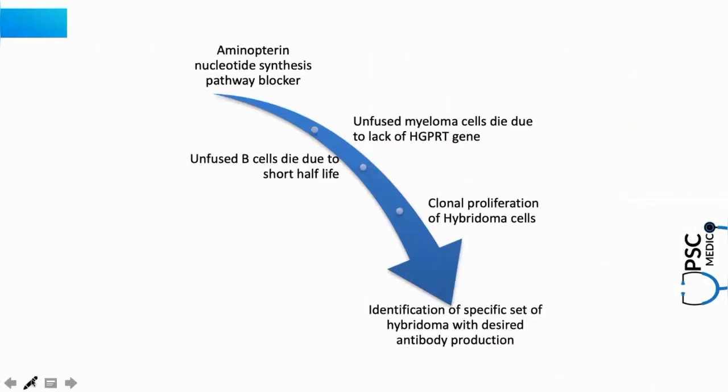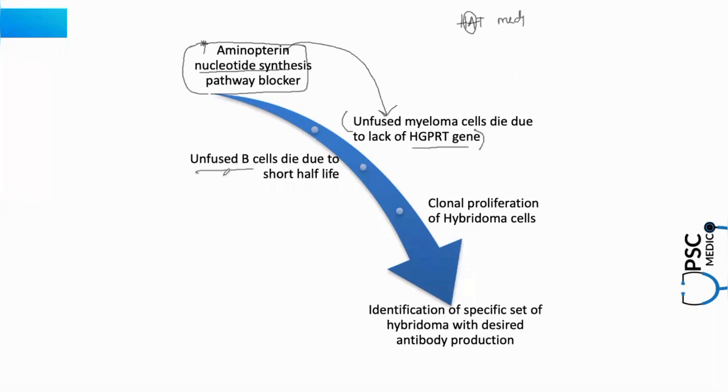See, this HAT medium has aminopterin in it. HAT means hypoxanthine aminopterin thymidine medium. What is this aminopterin? It is a nucleotide synthesis pathway blocker. So it won't allow nucleoside synthesis to occur inside the medium. When you have unfused myeloma cells, they die here. Why do they die here? Because they don't have HGPRT, and in turn, you're putting a blocker.